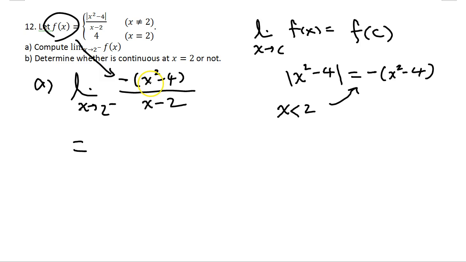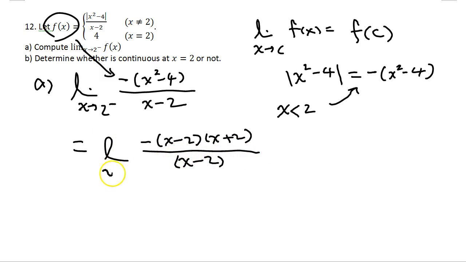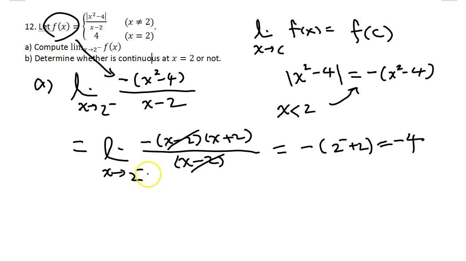And I can factor the top, x minus 2 times x plus 2, divided by x minus 2. Then this will cancel, and now you can plug in 2 minus. This is 2 minus plus 2, and that's equal to 4. By the way, this minus here is not the sign of 2. This just means it's slightly less than 2. You should think of this as like 1.999. Plus 2 gives you 4. So it'll be negative of 4. Okay, so that's the answer for part A.